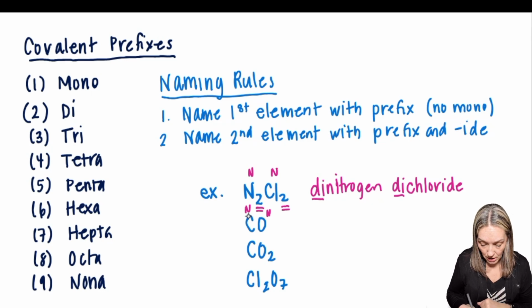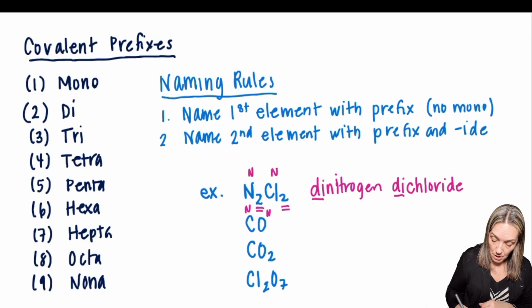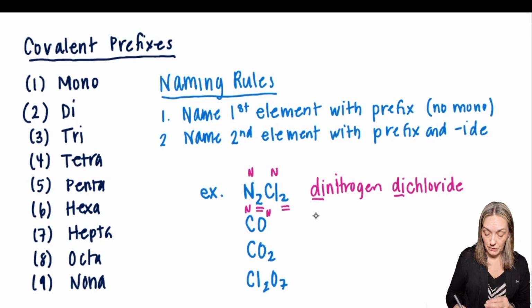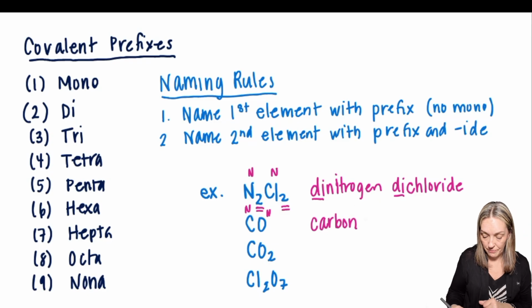So if I look at my carbon here, the first element, there's nothing written. That indicates that there's only one of them. But we don't need to write mono on the first element. We're just going to simply name this carbon.